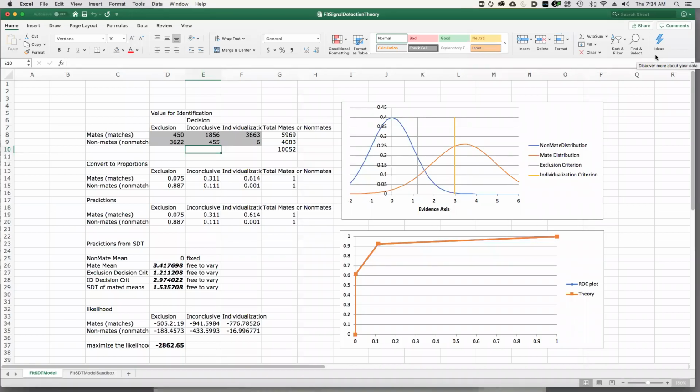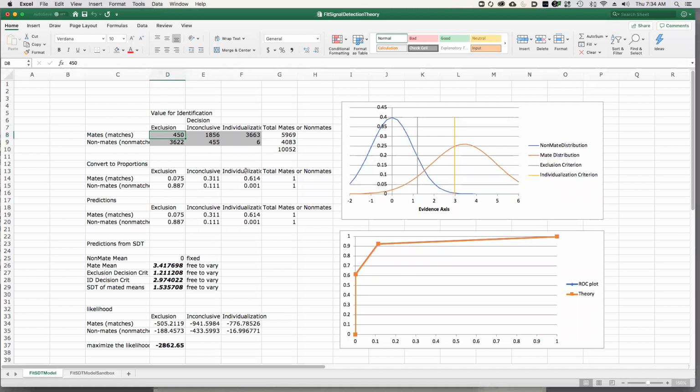Let me give you a brief video that describes how to use this worksheet to compute parameter estimates for the signal detection model. So what I have here are the data from the FBI Noblest black box study for the value for identification trials. And so you'll recognize this data because it has 6 erroneous identifications and it has an exclusion rate of about 7% here.